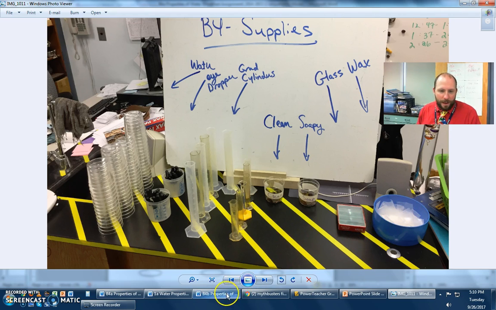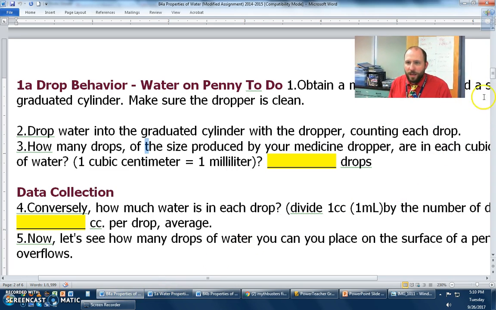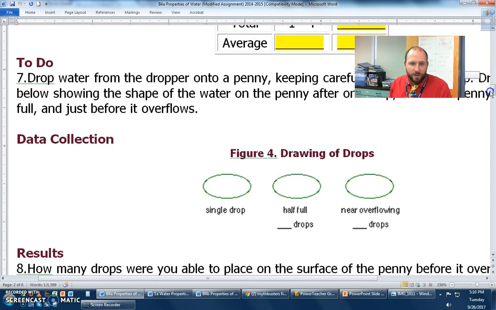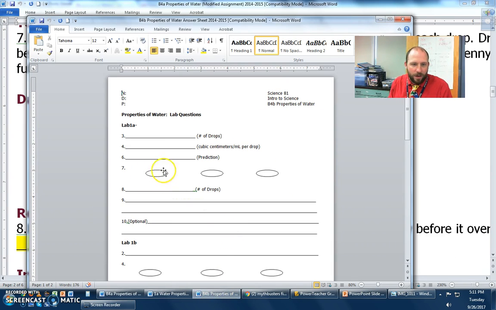So let's get back to the lab. So the lab does have you working in groups, individually, pairs is fine. You do have some areas where you do need to do some data collection. There's an area even where I'm asking you to do some drawing of drops. Please note the drawing occurs on these little ovals right here. This is kind of you doing a cross-sectional view on what you see as you're doing the drops. So please read the instructions because going backwards takes a lot of time.